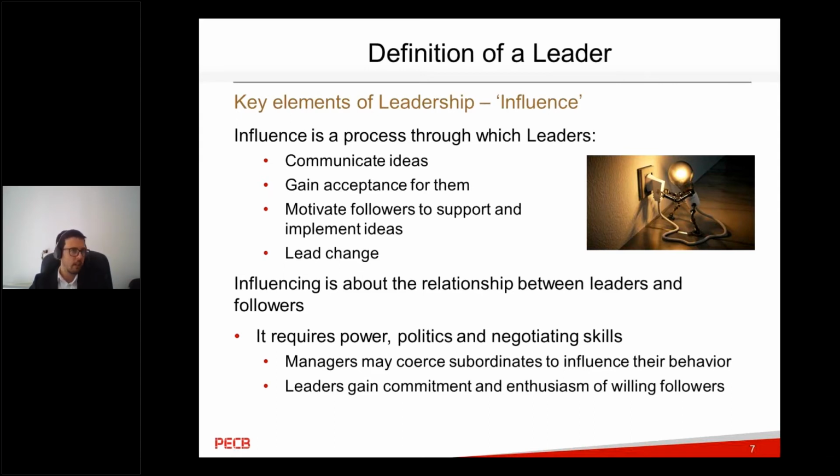So that does not mean that we are influencing them, because that is coercion. Whereas on the other hand, when we talk about influence as a key element of leadership, we're talking about what leaders do. They try to gain the commitment and enthusiasm of the people by making them part of the team, making them part of the decision-making process, and creating shared values when it comes to decisions and to the work that they will be involved in.